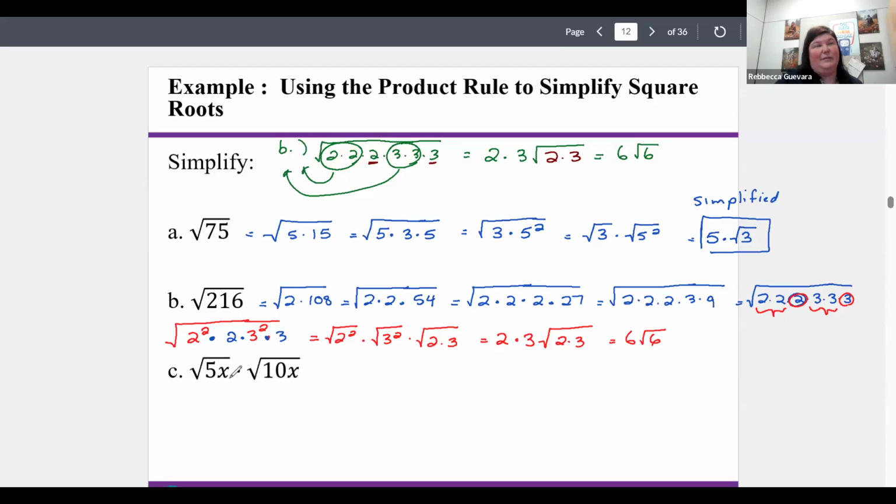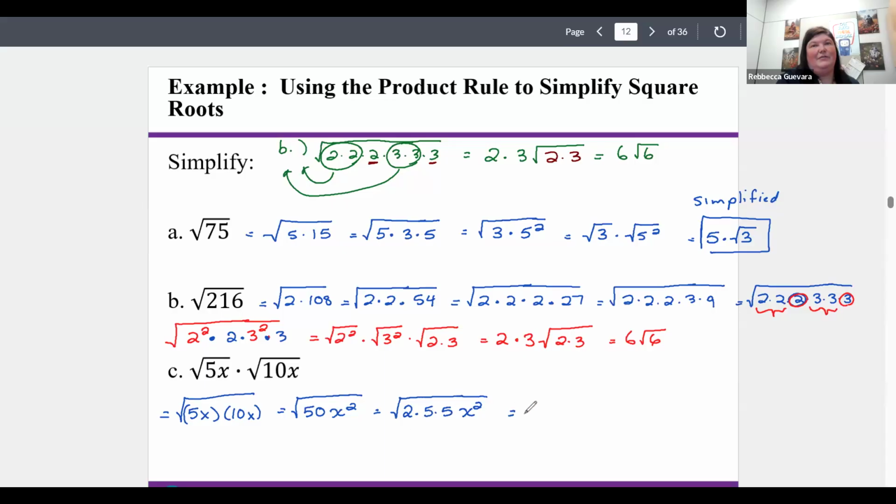So C, similar to what we did before, I have square root of 5x times the square root of 10x. I can combine that into the square root of 5x times 10x, which is going to be the square root of 50 times x squared. Now with 50, that could be broken down to 2 times 5 times 5. And then we have that x squared.